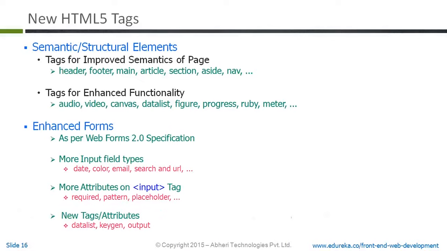That way, the load on the web server is reduced, because most of the validation will be done by the browser itself because of these new attributes: required, pattern, and placeholder. And there are also new tags or attributes defined, like datalist, keygen, and output.